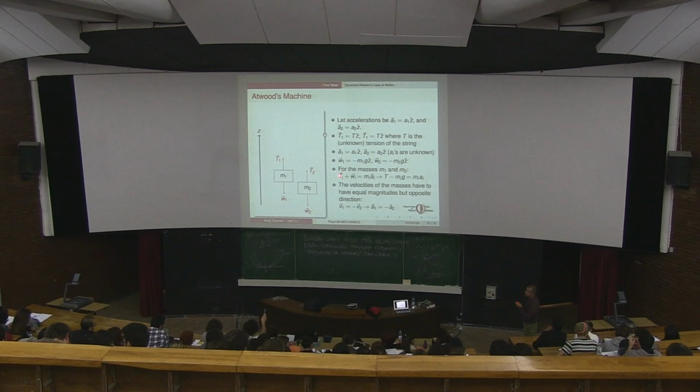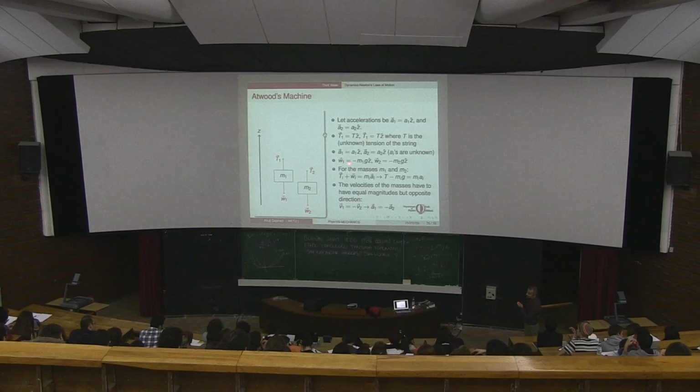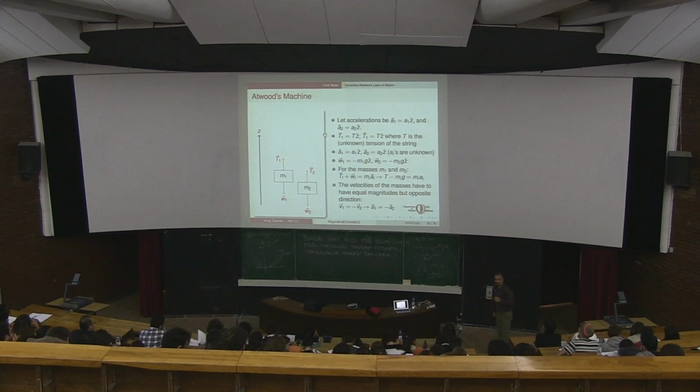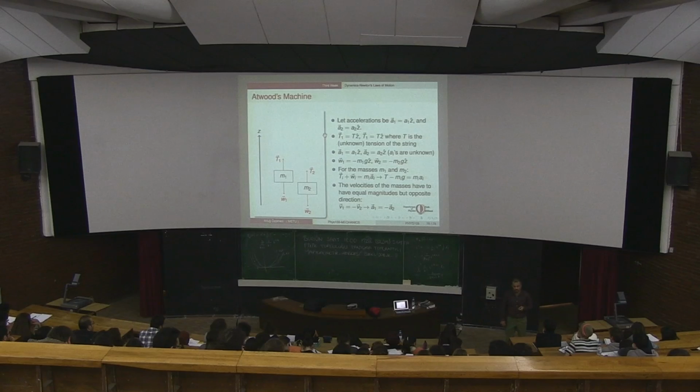So the z component of T1 and T2, they are both T. The z component of the weights is just the corresponding mass times gravitational acceleration, with a minus sign. So T minus the corresponding mass times g is equal to the corresponding mass times the acceleration. So I have two equations here from Newton's second law. But remember, I have three unknowns, two accelerations and the tension. So I need to find one more equation, which doesn't follow from Newton's second law.